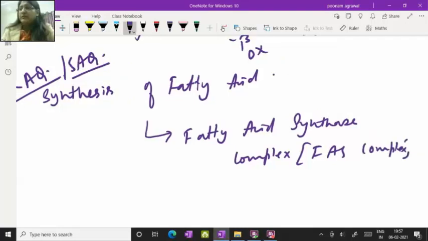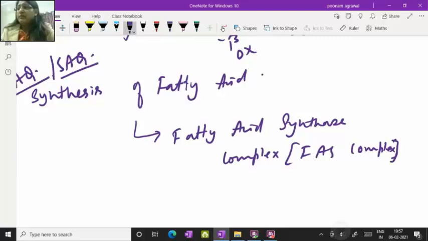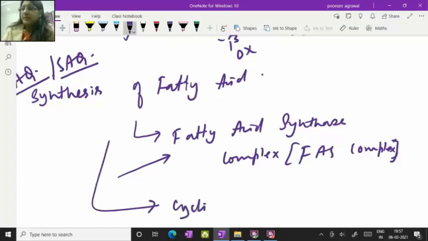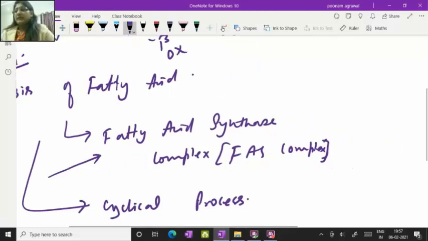Why am I telling you this FAS complex? Because I have seen many of the university papers give you this terminology, FAS complex, as a short note. So the FAS complex is an enzyme complex which is actually acting as the active site for the synthesis of fatty acid. Synthesis of fatty acid is a cyclical process, and the whole cyclical process is actually taking place at the active site of this FAS complex.